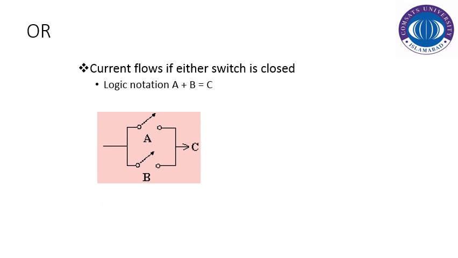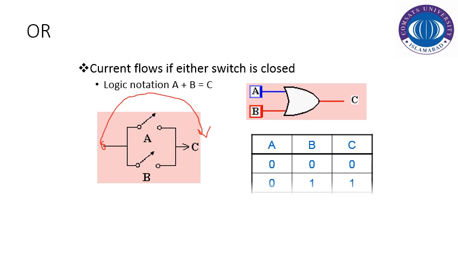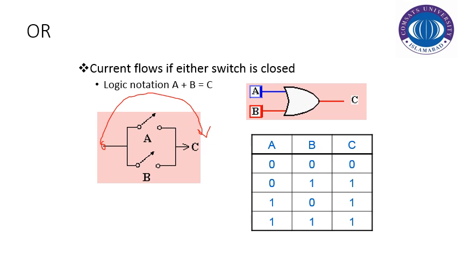So we can assume that the two switches are in parallel, and if we want the current to flow from this source to here, then if any of the switches is closed, the current can flow. Open switches represent 0 and closed switches represent logic 1. This is the truth table here, and you can see that if any or all of the inputs are 1, the output is 1. The output is 0 only in the case where A equals 0 and B also equals 0.